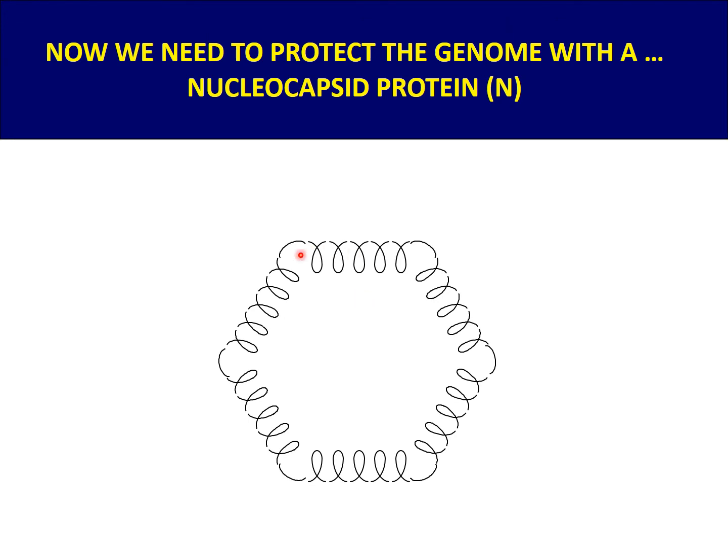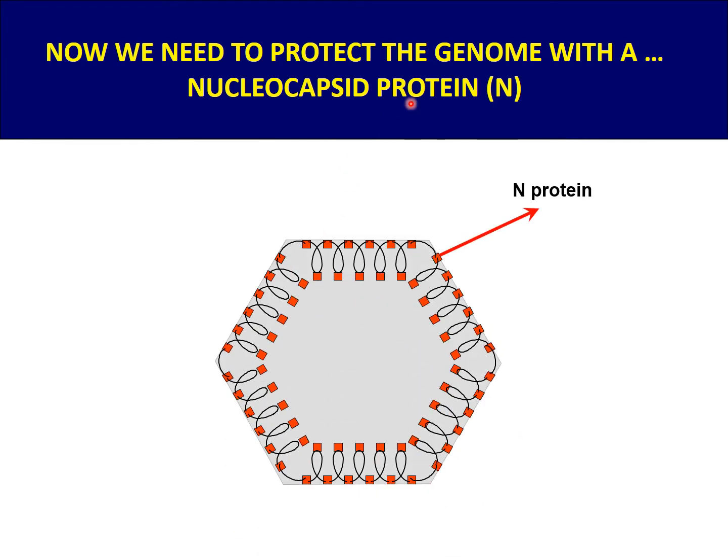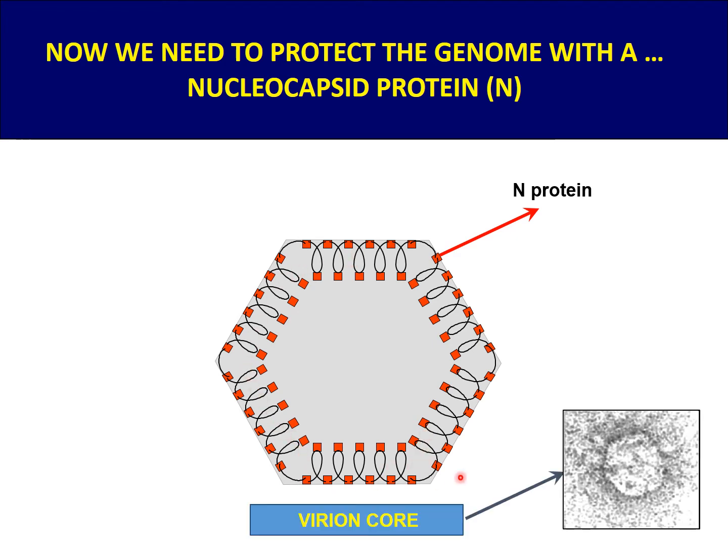Once we have the RNA genome, we need to protect this genome using a nucleocapsid protein. As you see here, the nucleocapsid protein, represented as orange squares, associates with the RNA, and it makes a kind of spherical structure called the virion core. As you see here, a purified virion core under the electron microscope is a kind of spherical structure, and you can even make out the strand of RNA associated to the N protein, like a kind of ball.